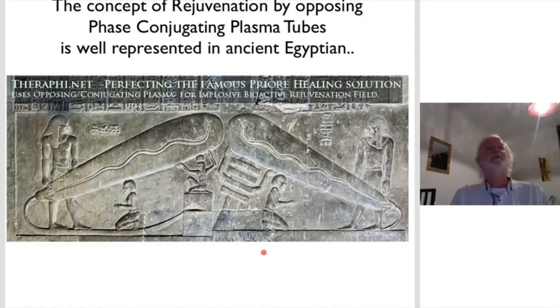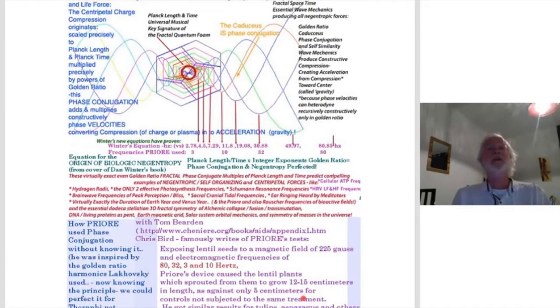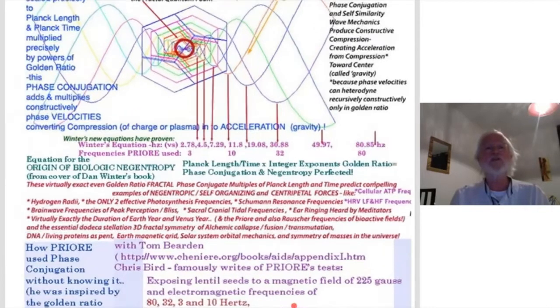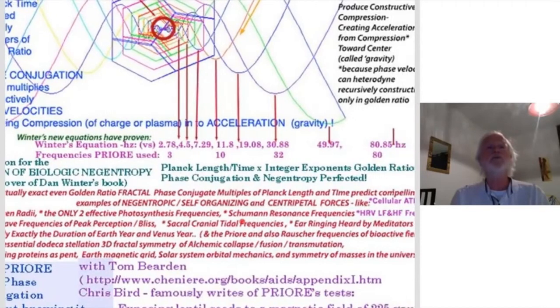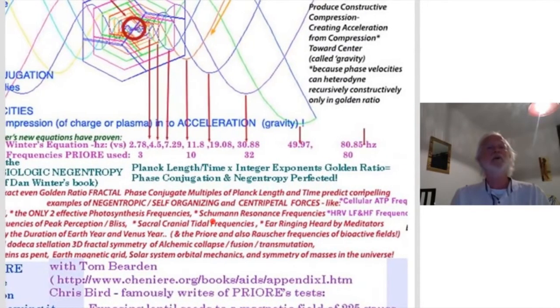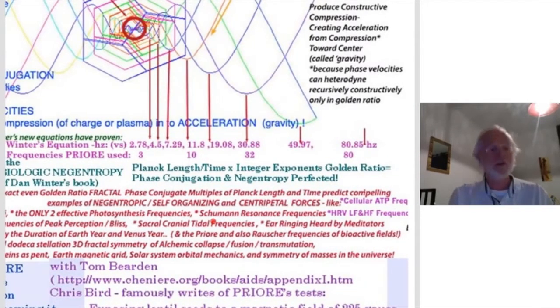Yes, and this is just reinforcing, and this was Paul's inspiration to use this as our logo, and this is Paul's drawing on the logo here, that the opposing plasma tubes are precisely phase conjugate. And that's the point we wanted to make here, is that, you see, when you look at Priore's frequencies, and most of you have noticed this before, but the day that Paul and I decided to build Theraphi was the day I discovered right here.